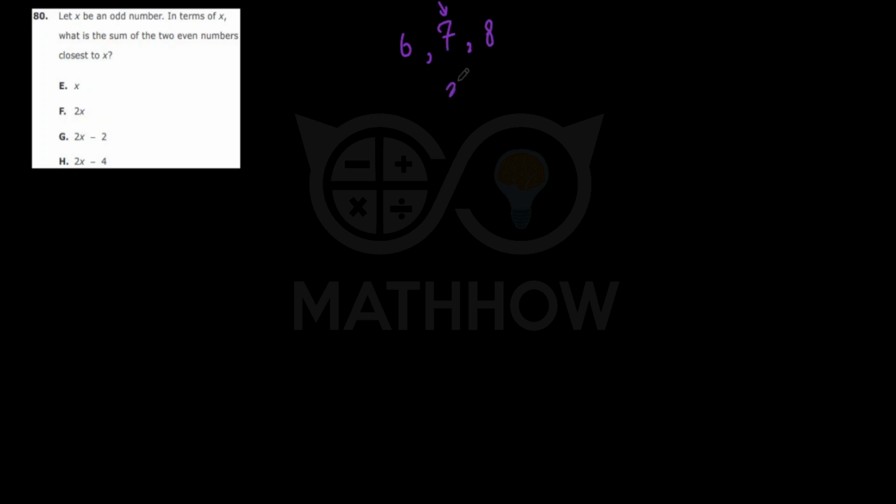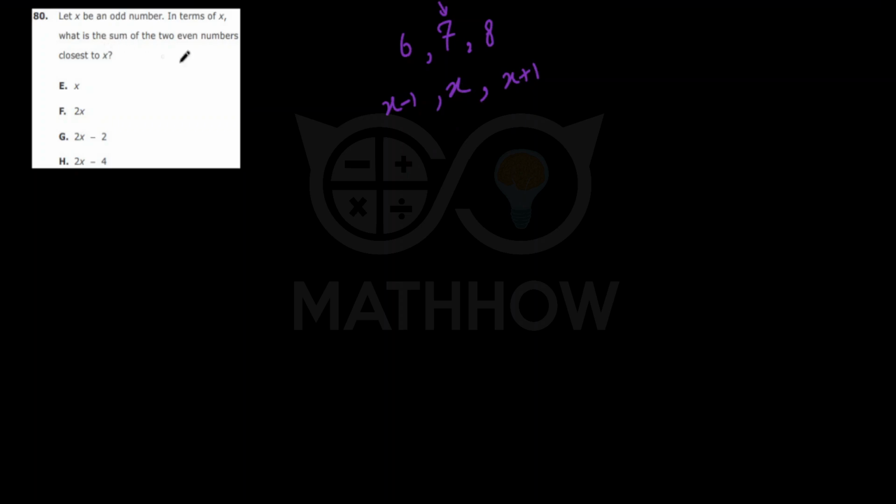So this means if x is an odd number, it is given in terms of x. What is the sum of the two closest even numbers? Subtract 1 from this odd number, we will get the smallest even number closest to x, and add 1 to this odd number, we will get the largest even number closest to this odd number.